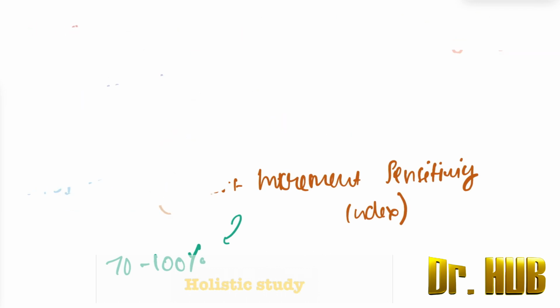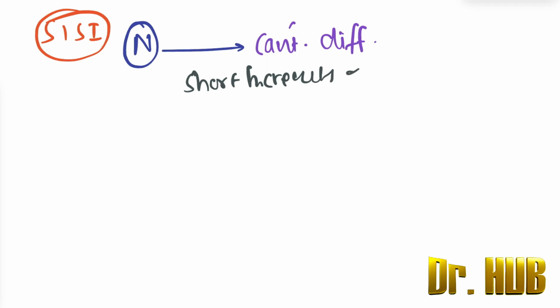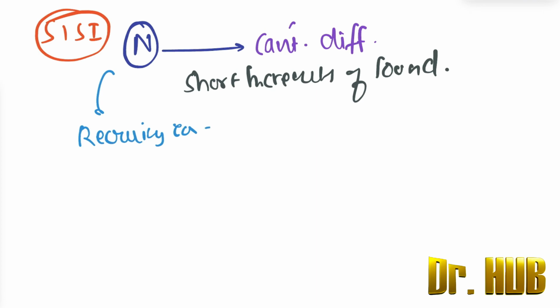So what is meant by the SI score? First we need to know about the normal ear. In the normal ear, you can't differentiate the short increments of sound. But in case of the recruiting ear, it can.